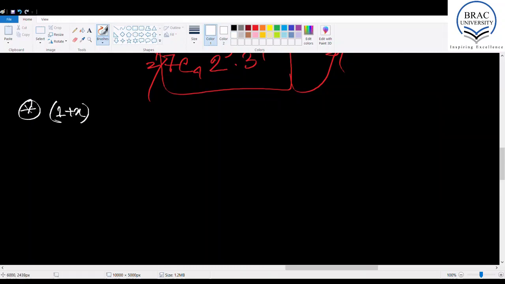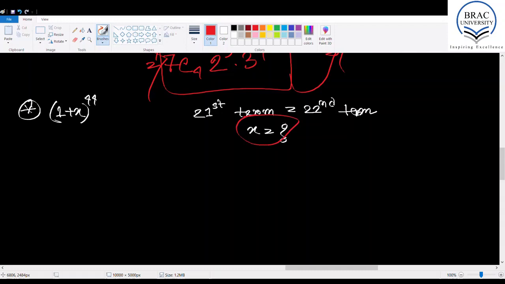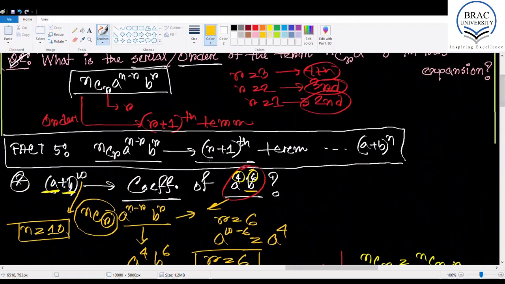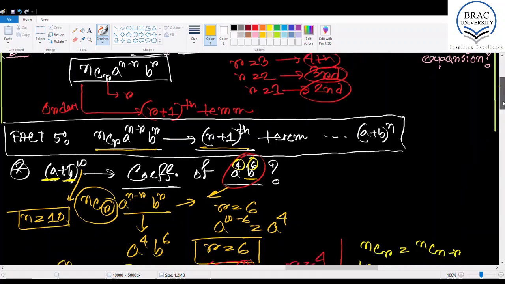In the expansion of (1 plus x) whole to the power 44, 21st term equals to 22nd term. Okay, so x equals to what? This is our question. x equals to what? Given that in the expansion these two terms are same. At first, what we will do is determine the 21st term. Okay, we can remember from fact 5 that r plus 1th term is NCR a to the power n minus r into b to the power r.